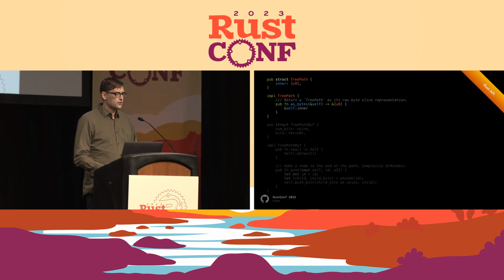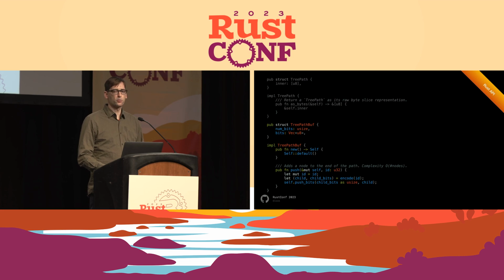So in our Rust code, we have a tree path, which is the static representation of this. It has an array of bytes. And we have the mutable version, which allows you to add IDs to the path. And the tree path version has a method for getting the bytes out.